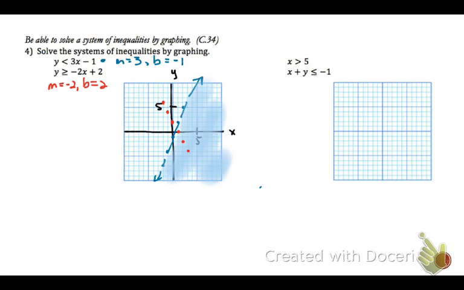Now this does have an equal to mark, so this is going to be a solid line. And then we want to show everything that's greater than. So kind of the little rule of thumb is to shade above.